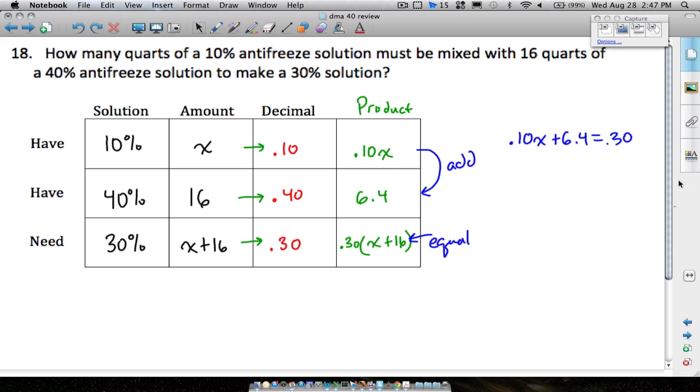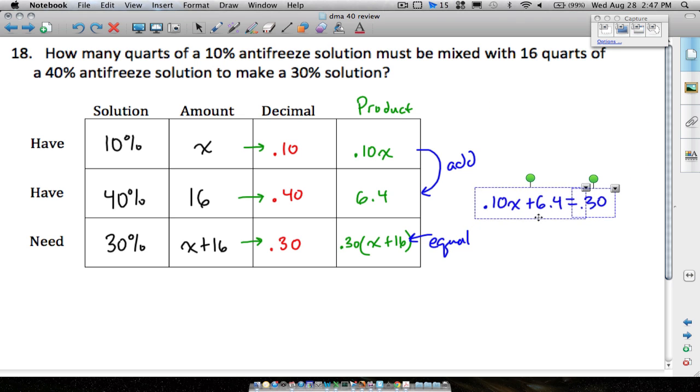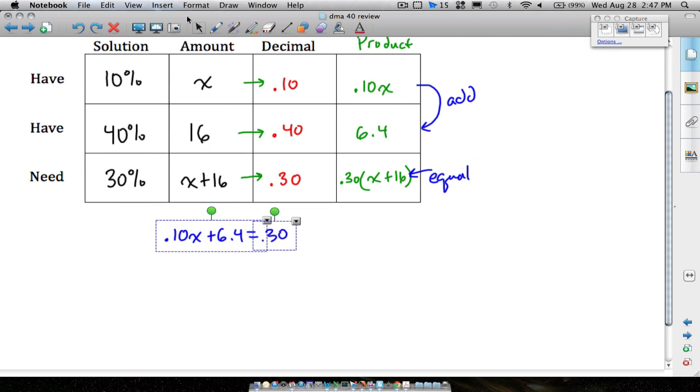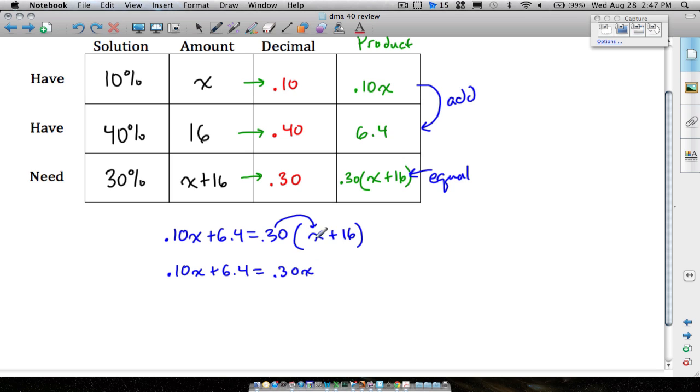Let me make some more room. I'll bring it down here. 0.30 times x plus 16. Now some of you may have gone ahead and distributed here, which is fine. I'll go ahead and do it right now. I'm going to leave the left hand side alone and distribute here. 0.30 times x is 0.30x. 0.30 times 16 is going to be 4.8.